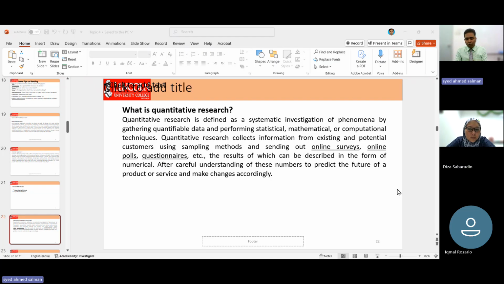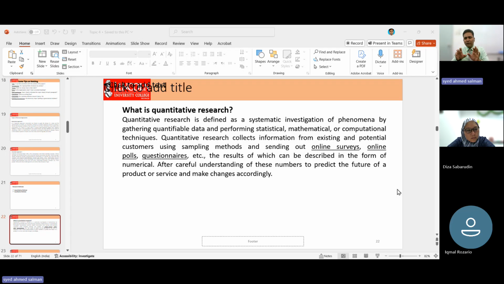What you are going to do in quantitative research, you are going to develop the questionnaire. After developing the questionnaire, you are going to send it to the respondent. Once the respondent completes the questionnaire, he or she is going to return it to you. Then you are going to put it in Excel. When you put it in Excel, you have to do some statistical analysis, whether you do it in Excel or in SPSS.